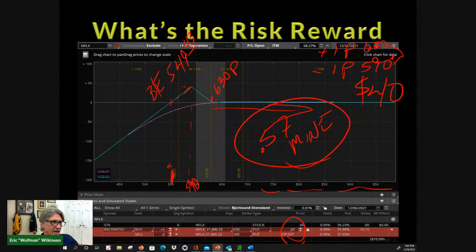Does anybody else have any questions before we move on there? Does that make sense? I know I got a lot of writing on there. I probably did this a little bit more justice than the ratio call spread from last week.